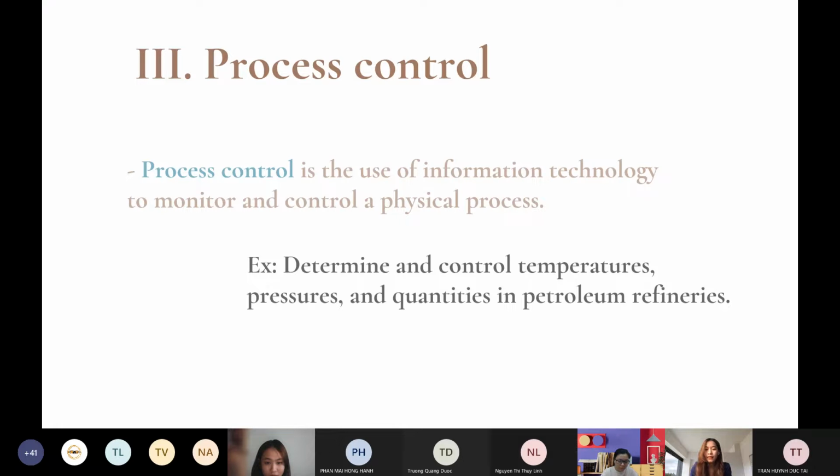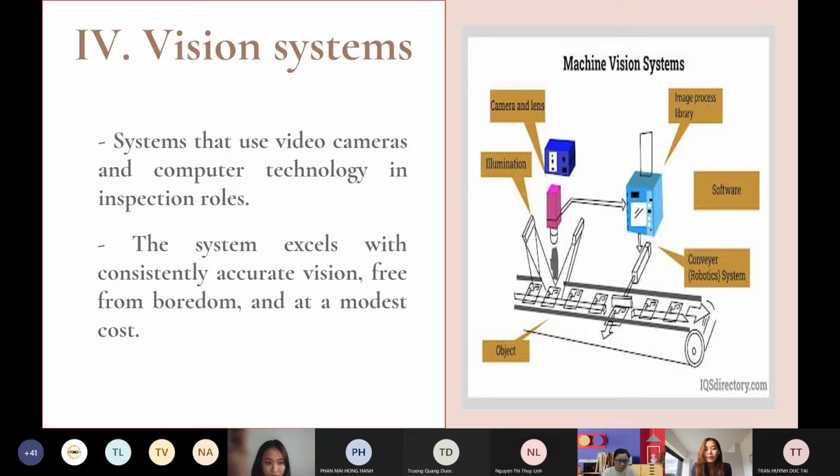Okay, next is the vision system. Vision systems use video cameras and computer technology in inspection roles. Visual inspection is an important task in most manufacturing and processing organizations. Human eye checks are tedious, mind-numbing, and error-prone. Instead, the system excels with consistently accurate vision, freedom from boredom, and at a modest cost.